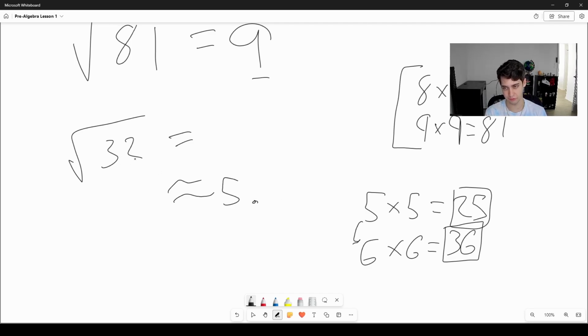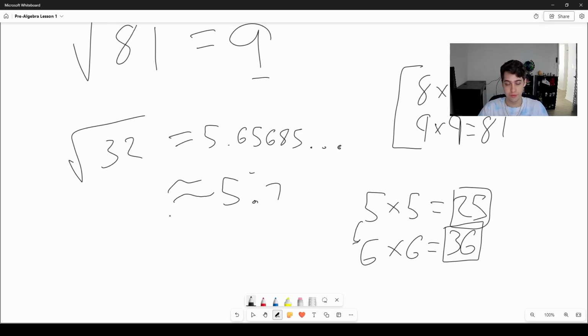This one is closer to 36 than 25, so it's probably like 5.7, but you can probably get away with just saying approximately 5. For fun, if I plug this into the calculator, oh, I was off by a little bit. It's actually 5.65685, and then again, repeats forever because it's irrational. So that's a very powerful idea on how to approximate square roots.